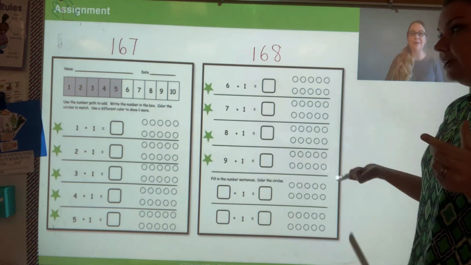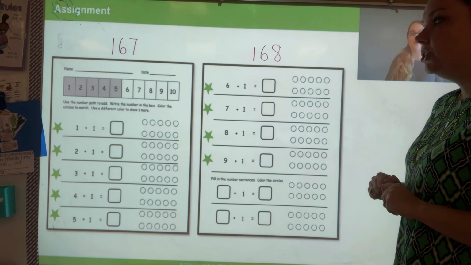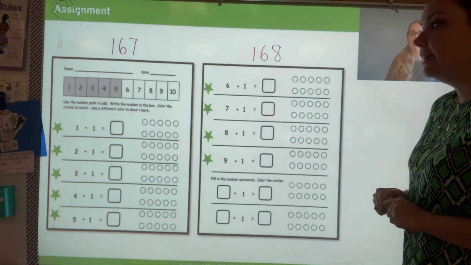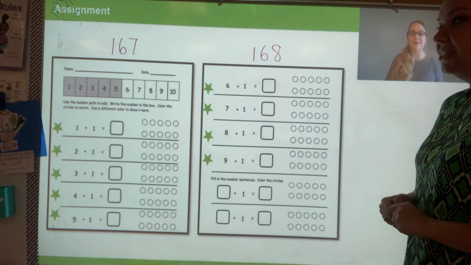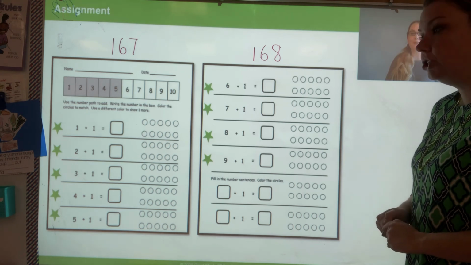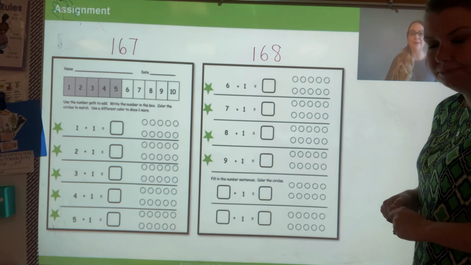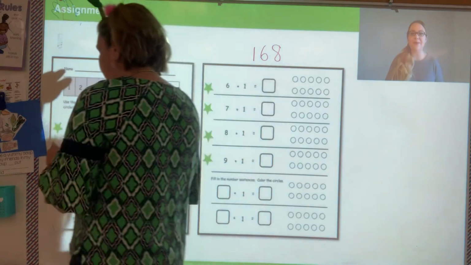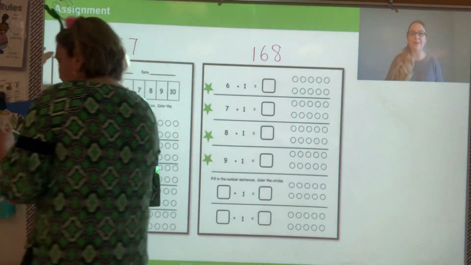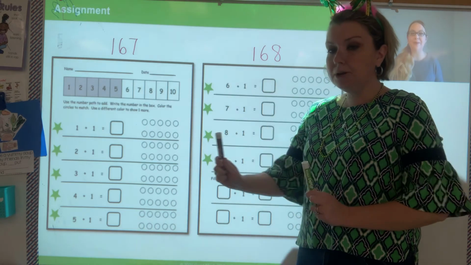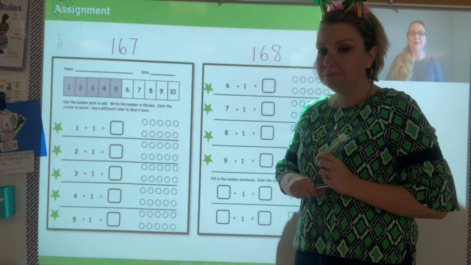So if we look, it says, use the number path to add. Write the number in the box. Color the circles to match. Use a different color to show one more. So I would get your crayons and pick your 2 favorite colors. I'm going to use green for St. Patrick's Day and purple because it's my favorite color.